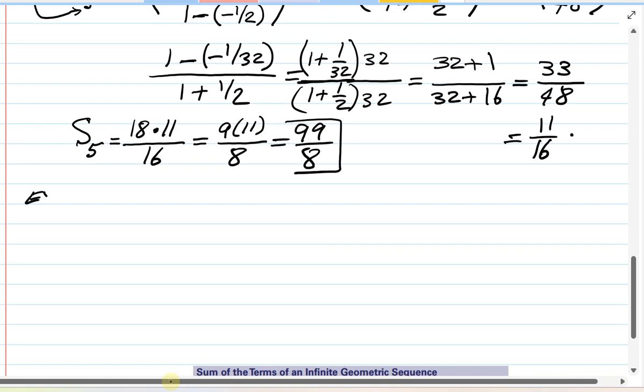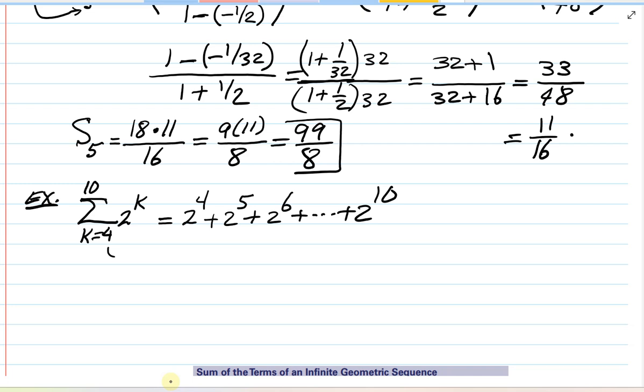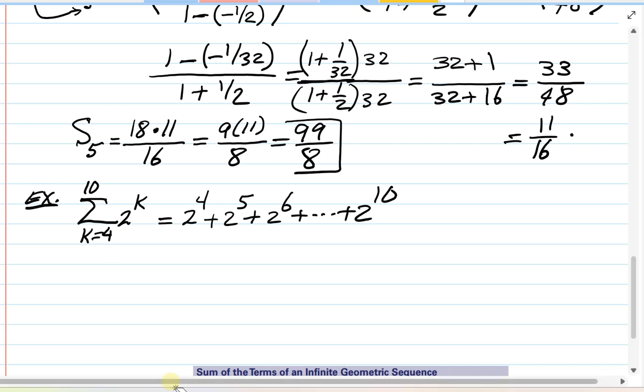Let's try this one. This time I want to do something that's in sigma notation. So let's say I want to do the sum from k=4 to 10 of 2 to the k. Notice, by the way, the lower limit of the summation is not a 1, it's a 4. So if I write this thing out, it's going to be 2 to the 4th. Start with the lower limit and count your way up to the upper limit. 2 to the 5th, 2 to the 6th, all the way up to 2 to the 10th. This is going to be a huge number, isn't it? Because 2 to the 10th, that's a large number.